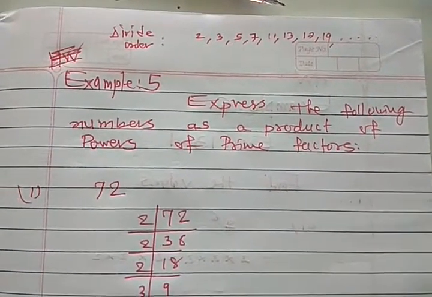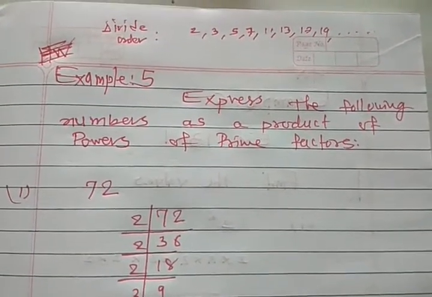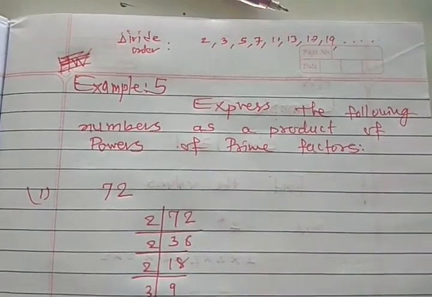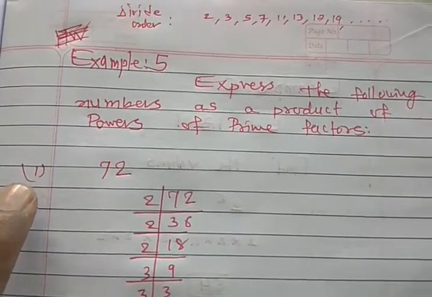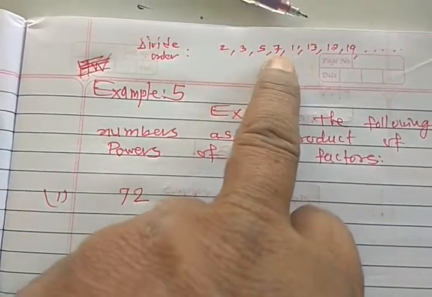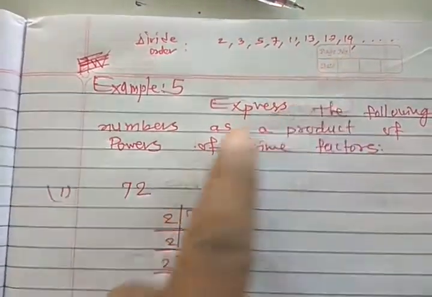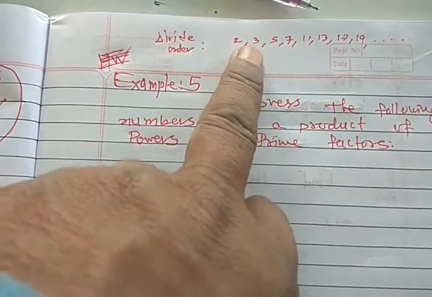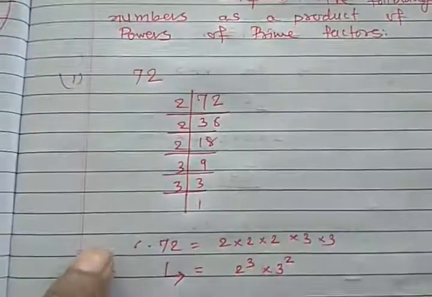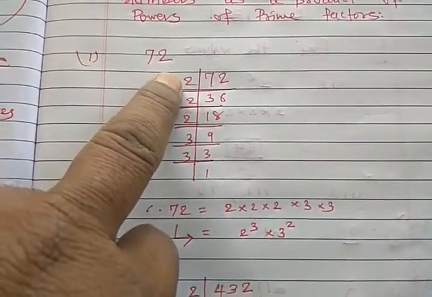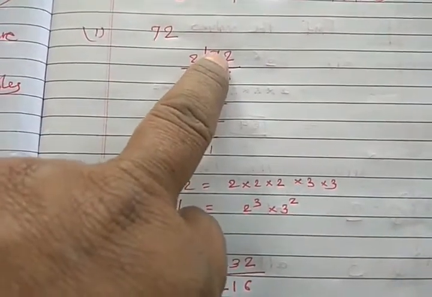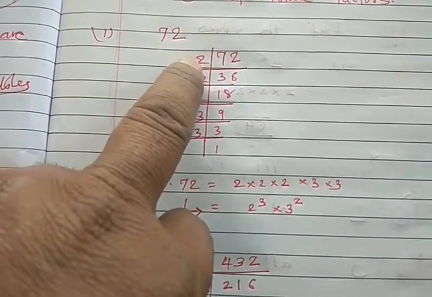Example number 5. Express the following number as a product of powers of prime factors. That we knew in our previous chapters and previous standard also. Suppose 72. So you have to divide either by 2 or 3 or 5 or 7 or 11 or 13 or 17 or 19. If 2 is not possible, divide it by 3. If complete division is not possible, then try 5. Like this way you do. You see, 72. Start from 2. Use divisibility, right? Here it is an even number, so it is divisible by 2.